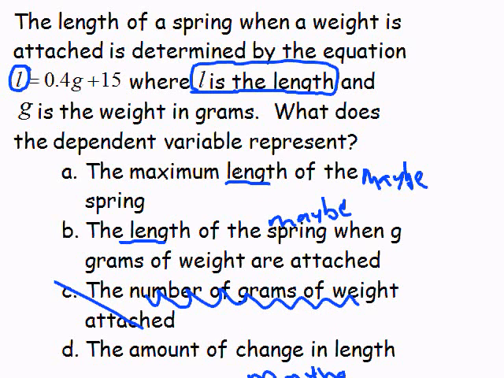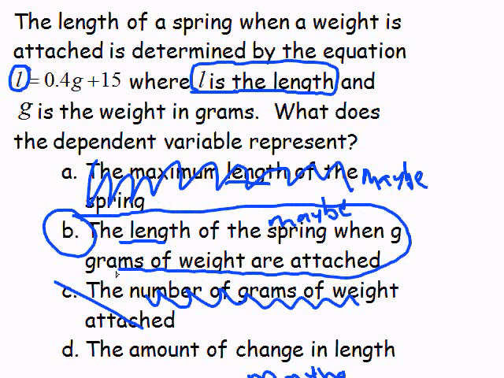We just need to figure out, what does L stand for? The length of the spring when a weight is attached, and L is the length. So does it ever say anything about the maximum length of the spring? No, not really. So A is not an answer choice either. Does L represent the length of the spring when g grams are attached? Absolutely. So B is looking a lot better right now. I'm going to go ahead and circle that, but let's be careful and go ahead and read D again. The amount of change in length. Does L represent the change in length? No, L is just the length, so D is not the answer either.